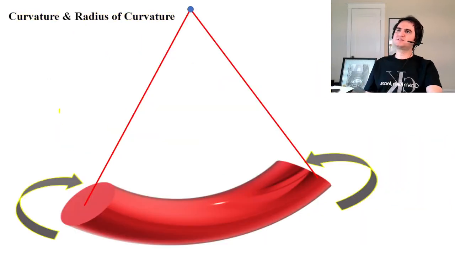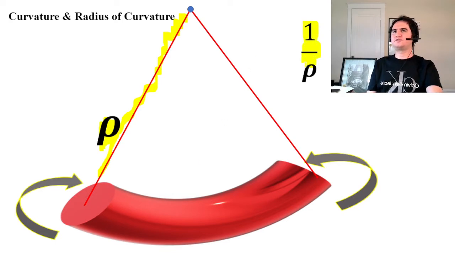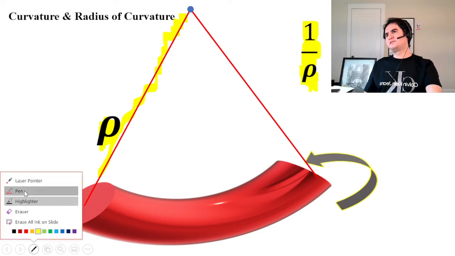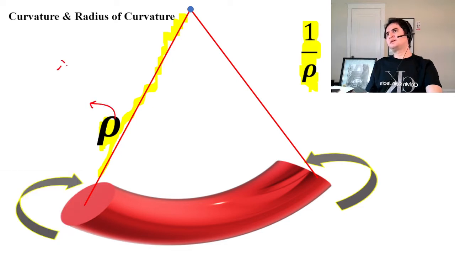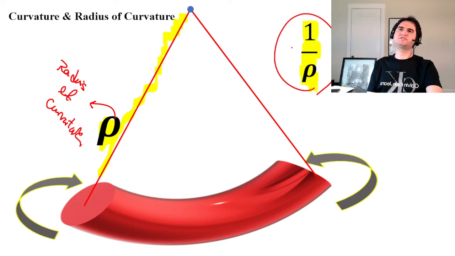So how does that go? The radius goes by rho, that's the radius of curvature, and 1 over rho is the curvature itself.